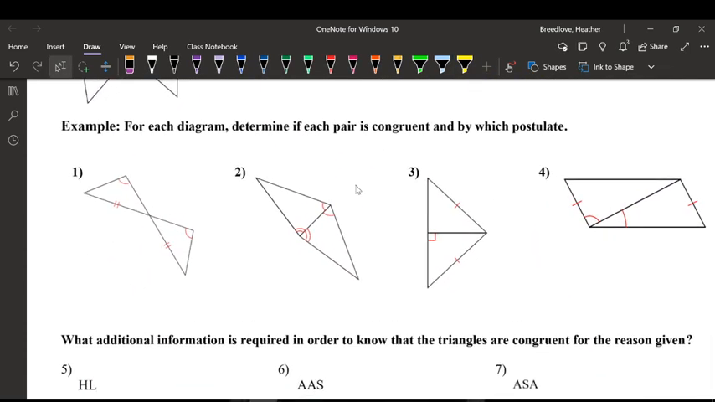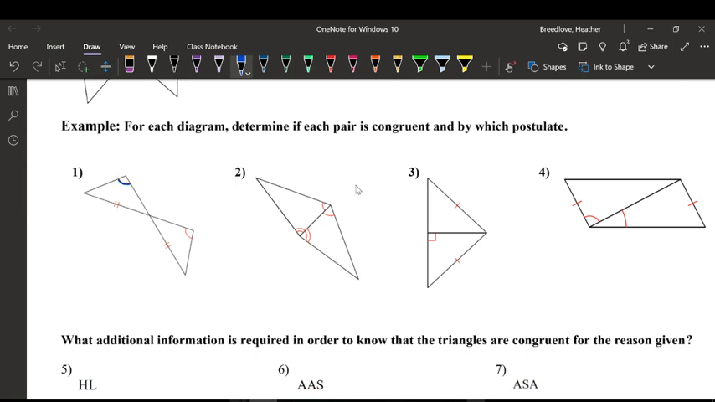For each diagram, determine if each pair of triangles is congruent and by which postulate. So do we know if it's congruent, and if so, how? All right, so number one, those are not 90 degrees, so these are not right triangles, so I know they're not congruent by HL just off the top, just by looking at it. And just because it is 90 degrees doesn't mean you're going to use HL. It may be some other postulate, or none at all.